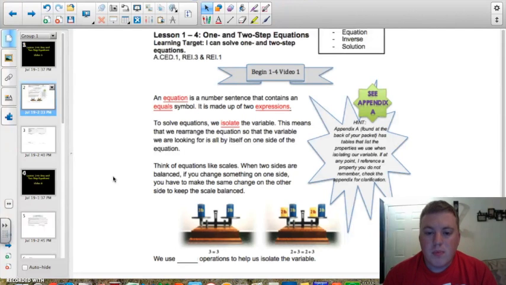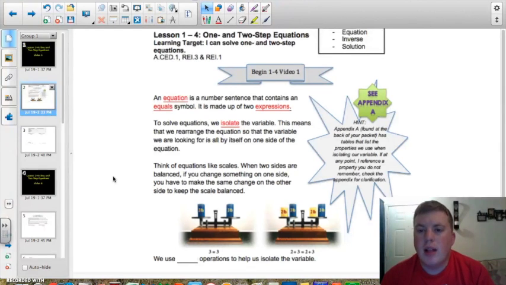Now, we want to think of equations like scales. When 2 sides are balanced, if you change something on one side, you have to make a change on the other side for it to still be balanced. If you had 3 pounds on the left and 3 pounds on the right, if you add 2 pounds to one side but not the other, the scales would be off balance and it wouldn't work. But if you add 2 pounds to both sides, then those scales are going to still balance out. They will not tilt one way or the other because you add the same amount on each side.